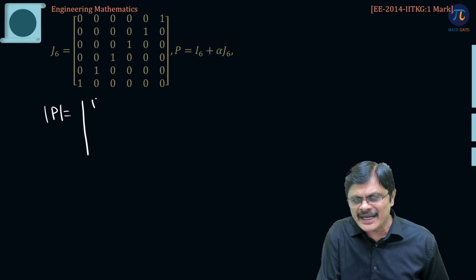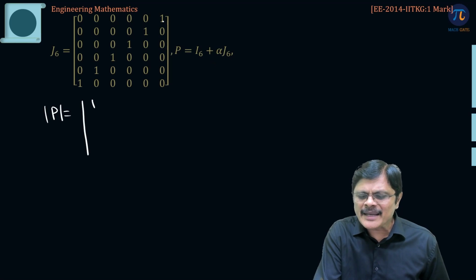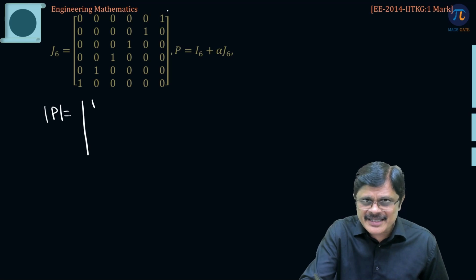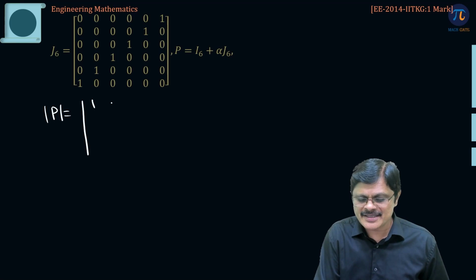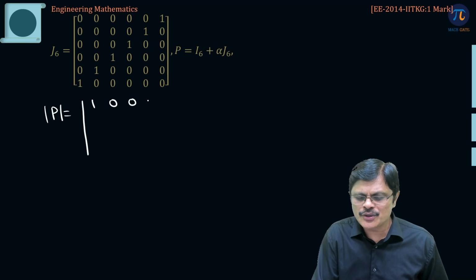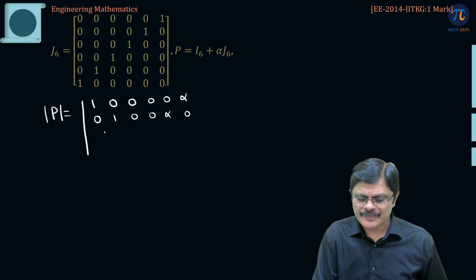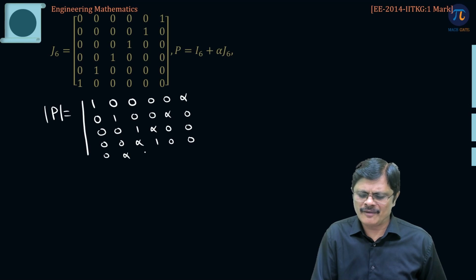Identity means the main diagonal elements will be 1, and alpha times J6 means the reverse diagonal elements will become alphas. So what you actually get is 1 0 0 0 0 alpha, then 0 1 0 0 alpha 0, then 0 0 1 alpha, then the next one is 0 0 alpha 1, 0 alpha 0 0 1 0, and finally alpha 0 0.